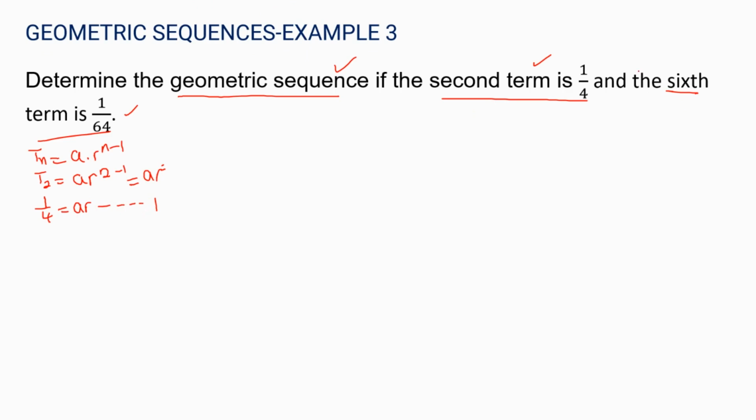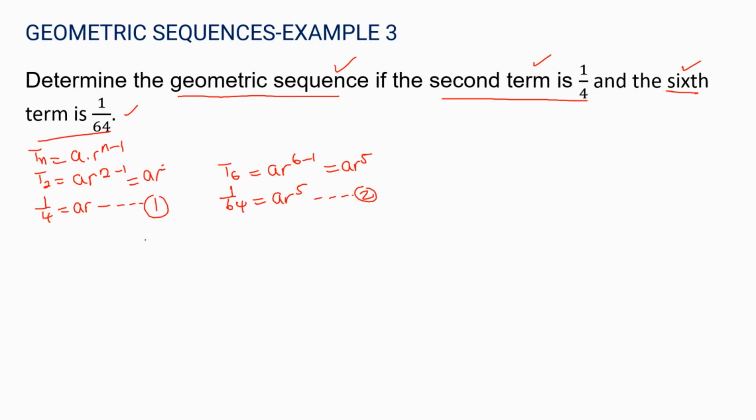Okay, we come to the second piece of information. T6 is equal to 1 over 64. But T6 is equal to AR to the power 6 minus 1, meaning that this is AR to the power 5. And then T6 is 1 over 64, so 1 over 64 is equal to AR to the power 5. That's equation number 2. Right, and then we have two equations now.